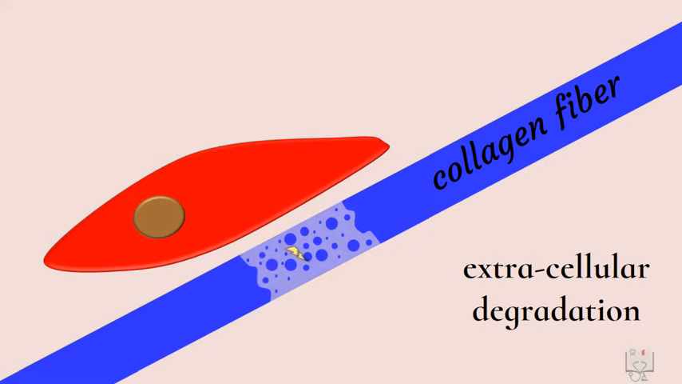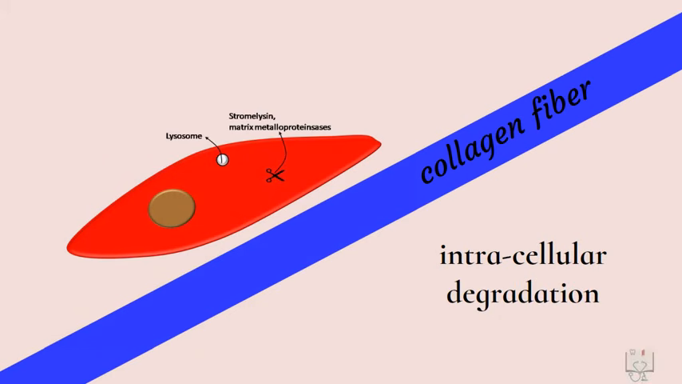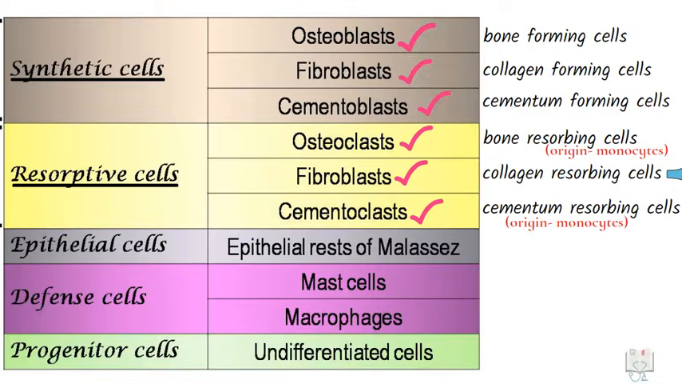On the other hand, intracellularly, the fibroblasts have enzymes like stromelysin and matrix metalloproteinases, which on being released outside cleave the triple helical structure of collagen fibrils and then phagocytose them into phagosomes. These phagosomes then fuse with lysosomes to form phagolysosomes, where enzymes like lysosomal cysteine proteinases degrade them.